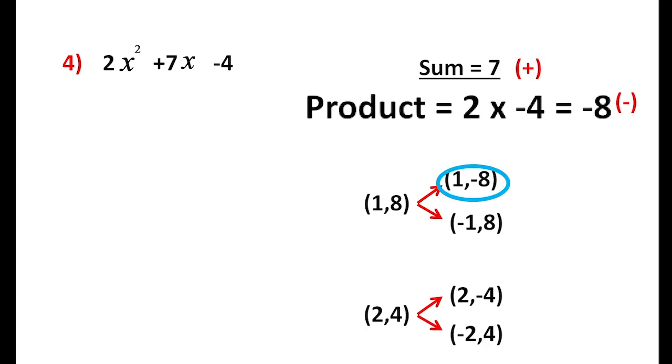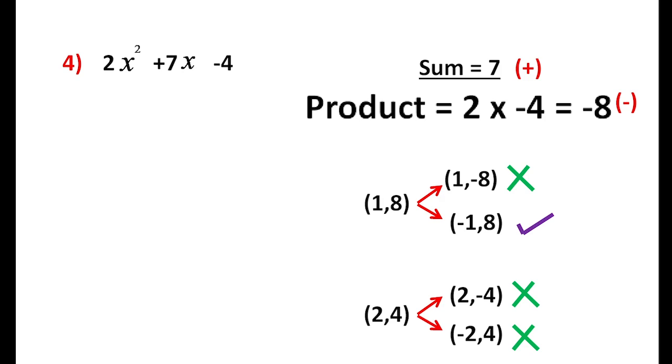So take the first pair, 1 and minus 8. After adding we will not get positive 7, so that option is wrong. Second option, negative 1 and 8: after adding we will get 7, so that option is correct. Then the third option, 2 and negative 4: after adding we will not get 7, so that option is wrong. The last option, negative 2 and 4: there also after adding we will not get 7, so that option is also wrong. Our correct option is negative 1 and 8.